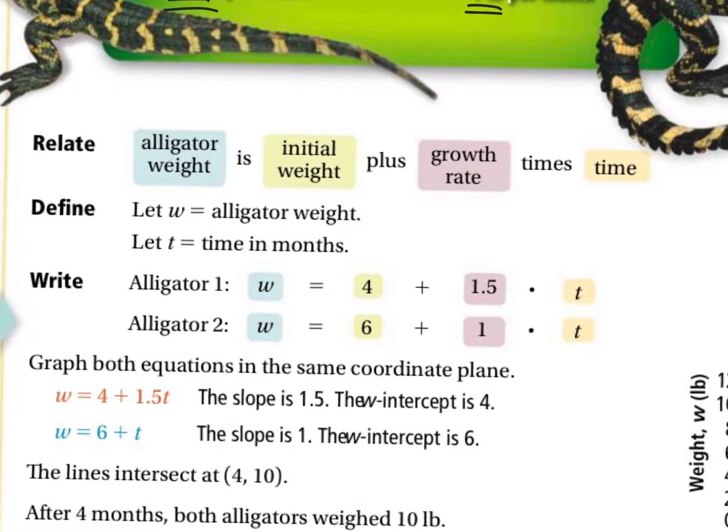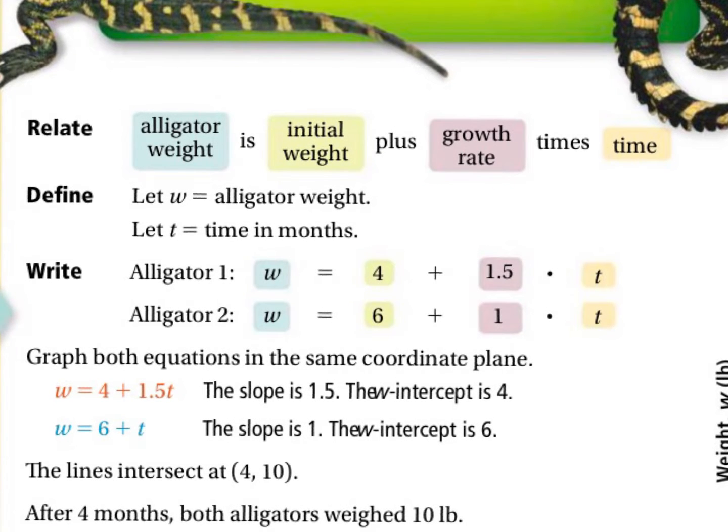So they came up with these equations. They defined their variables. Again, we should probably say let W represent the alligator weight, and we should probably say that's in pounds. And then let T represent the time in months. Okay, so these could be our equations. So they just did the starting weight plus how much it grows times however many months for both of those.